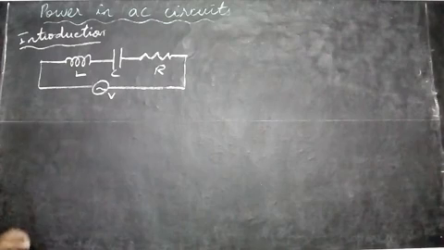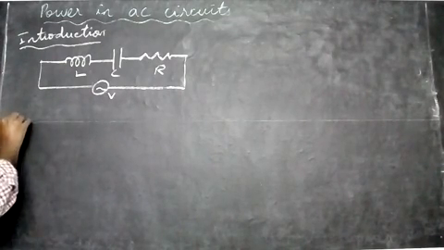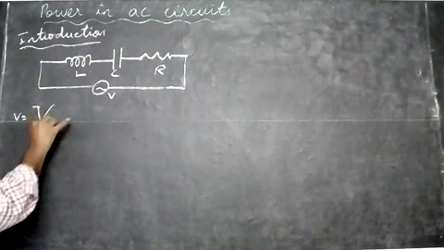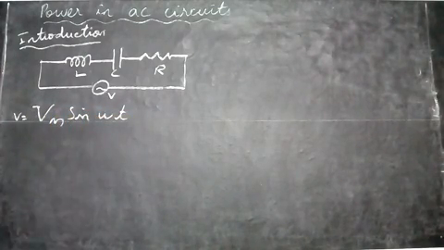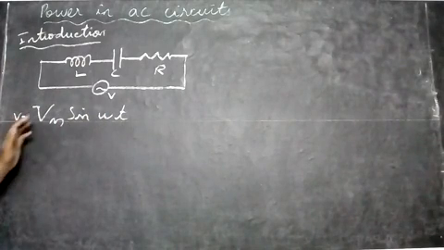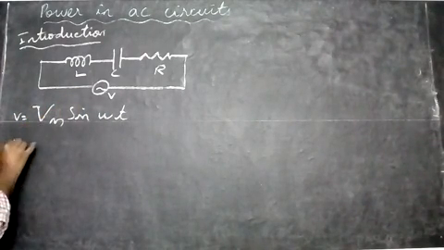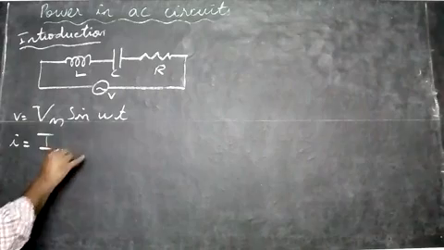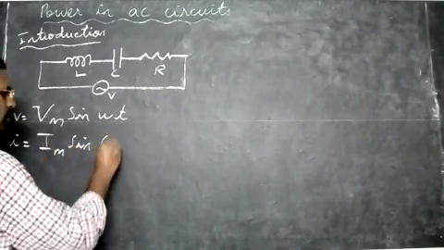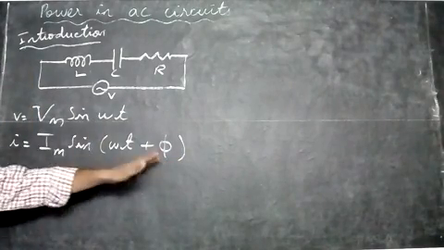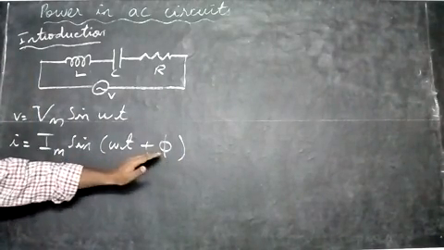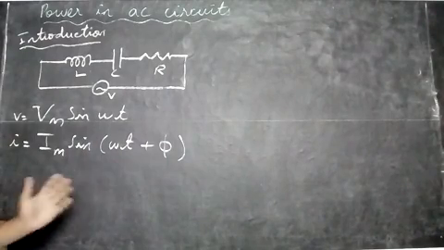Now let us see what's the applied voltage that we give. That applied voltage V is equal to Vm sine omega t. So this is the applied voltage. Next, the current here. Current I is equal to Im sine (omega t plus phi). Why? Because the current and the voltage are not in phase. The current leads by phi in this case.